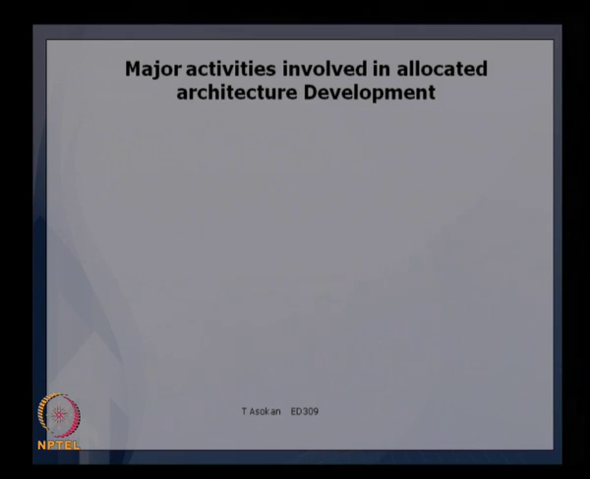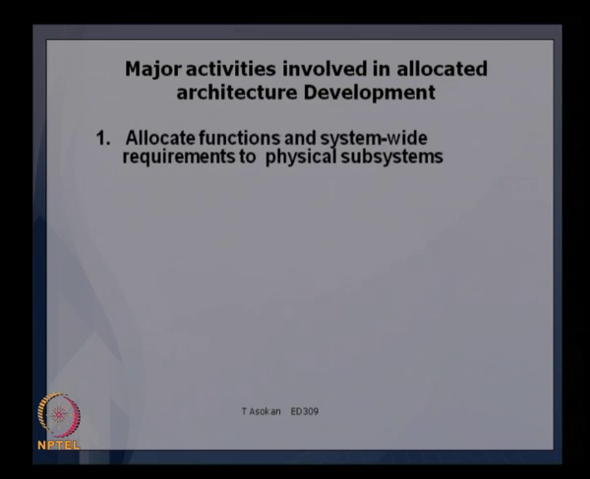The major activities involved in allocated architecture development are listed here. The first one is allocate functions and system wide requirements to physical subsystems. We discussed this briefly in allocation of functions in the functional architecture. In this stage we will allocate functions and system wide requirements to physical subsystems. There are system wide requirements like technology, cost, reliability, manufacturability or efficiency. We need to allocate these requirements also to components. Which component will provide the required cost effectiveness, or which component will increase the reliability of the system. That way we need to allocate the components to system wide requirements also.